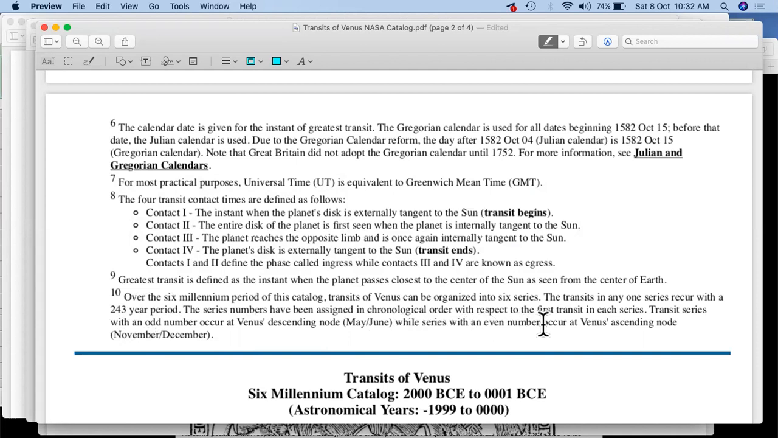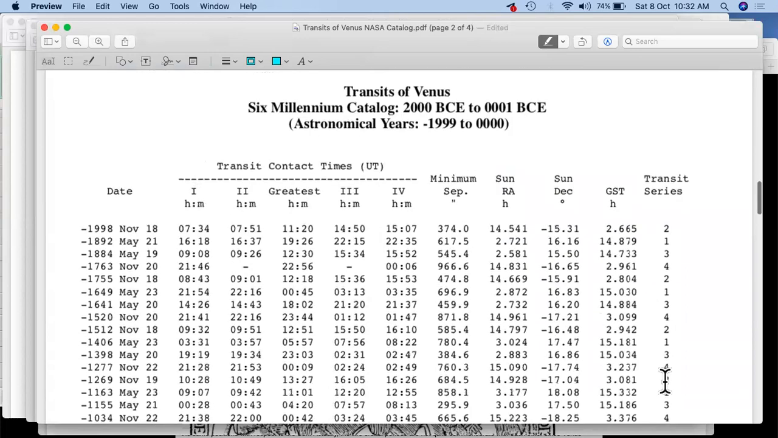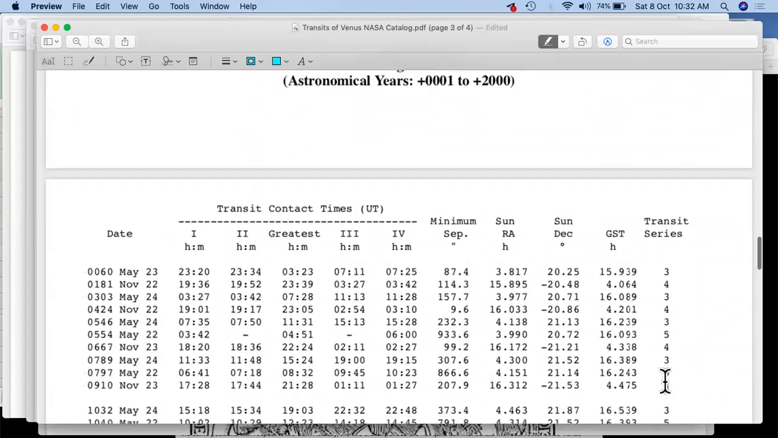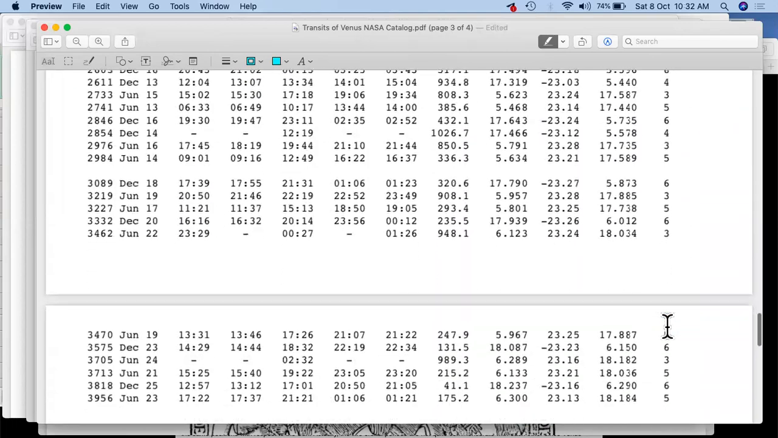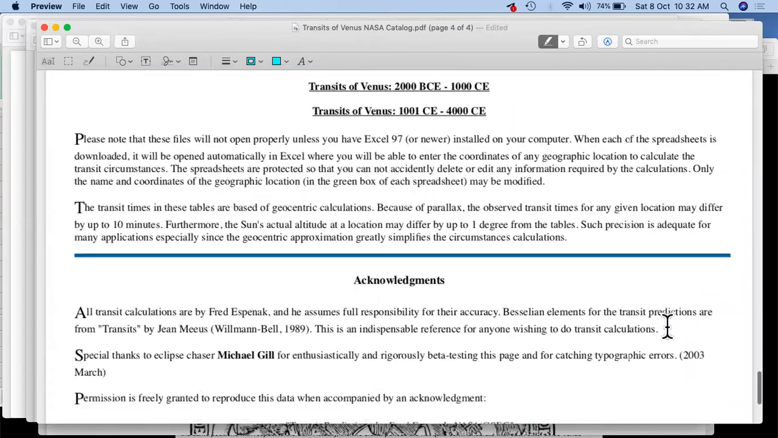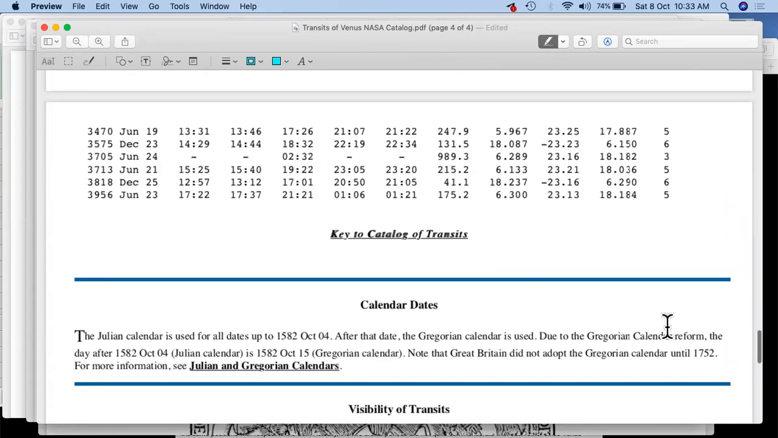While series with an even number occur at Venus ascending nodes. So ascending nodes probably are there on one side, and descending nodes are there on the opposite side. So May, June is the time period for that, and the second series is there for November, December, right? So if you see this, transits have been given over here, 1, 2, 3, 4 are overall marked, and this happens over a period, and gradually it is there starting from 5, 6 up to the end part. Yes, so these are all given. This is a short article, so probably you can just go through this.